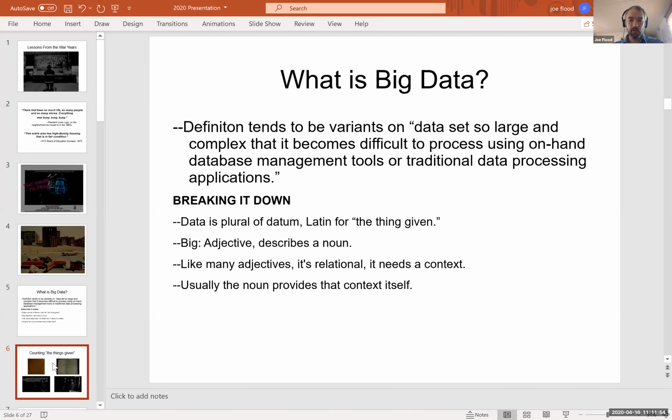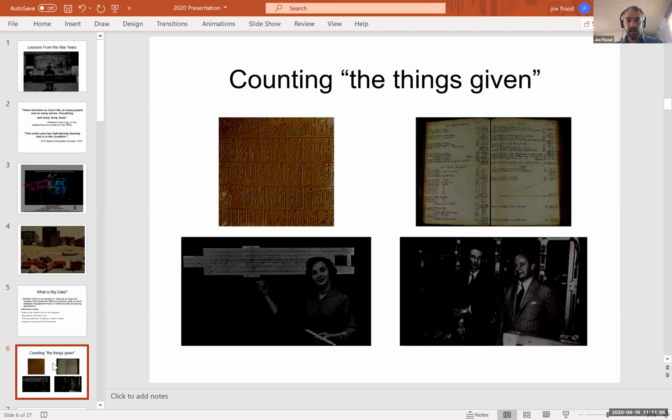Just some quick examples here on the screen. I've got four pictures here. What you can count, the largest data set you can work with, changes over time. Up top left, we have clay tablets. I think these are from Mesopotamia. And this is actually one of the interesting things about numbers and tracking: we actually wrote numbers down before we wrote words down.